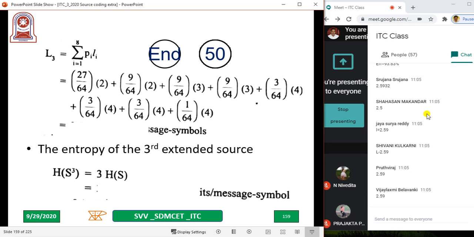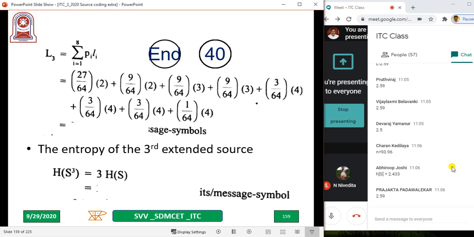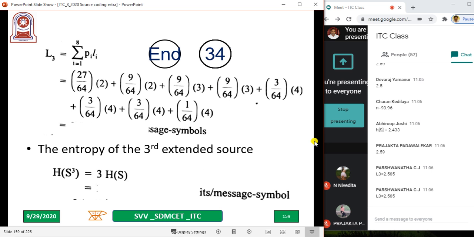Srijana has typed L, correct. Sahashana, Jay Surya, Shivani, Prithviraj, Vijay Lakshmi, Devraj, Charan, all have. Charan has typed 93.96 efficiency. Abhirup has typed H of S 2.4, Prajakta 2.59, Parshvanatha L3 2.58. Okay, I'll show you the answer.